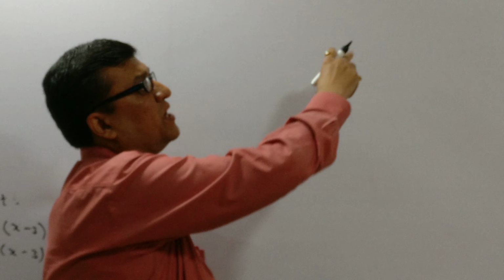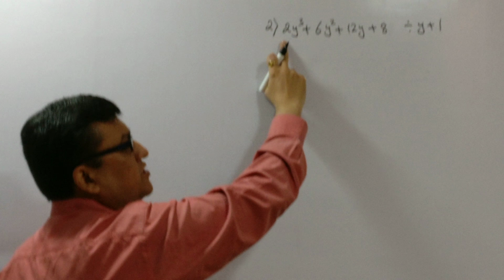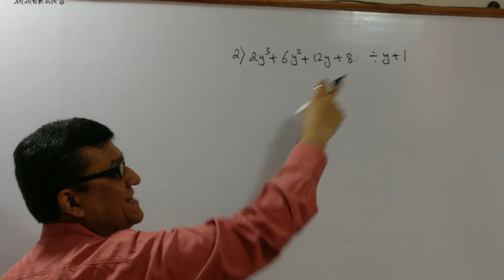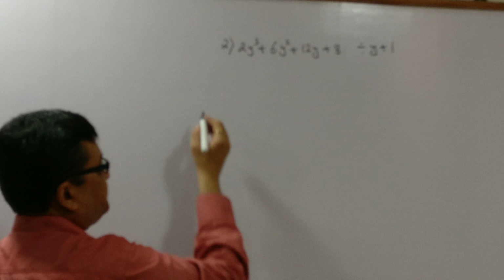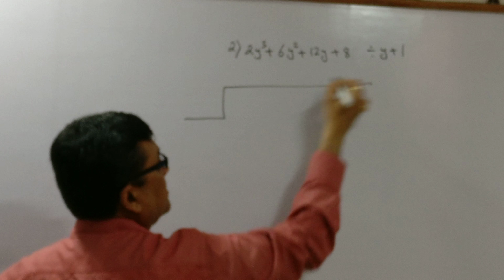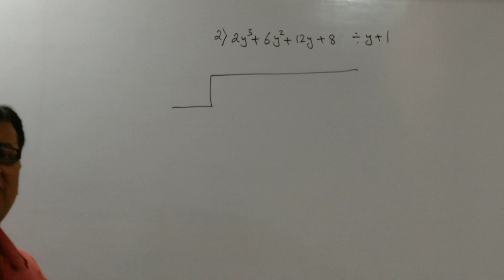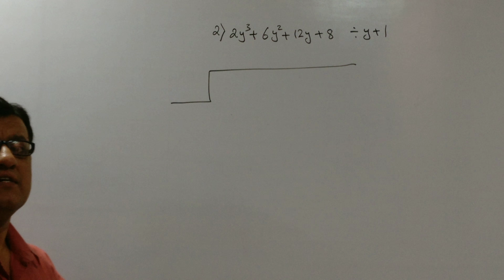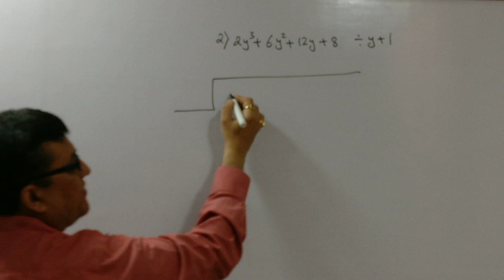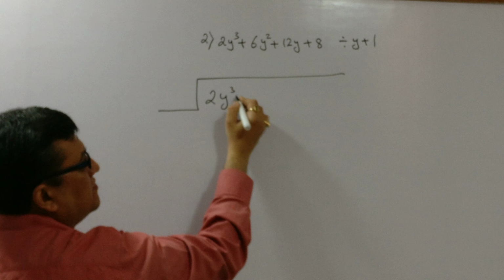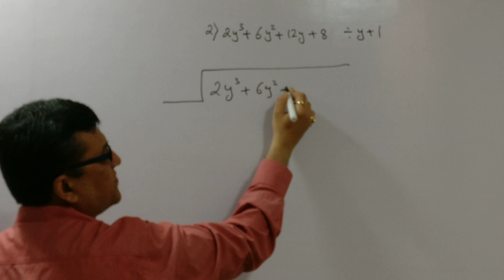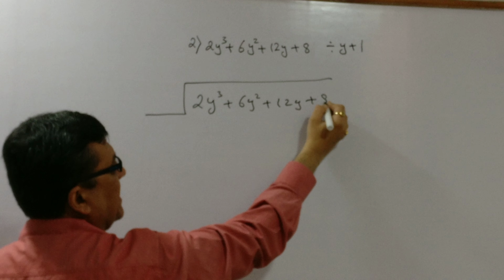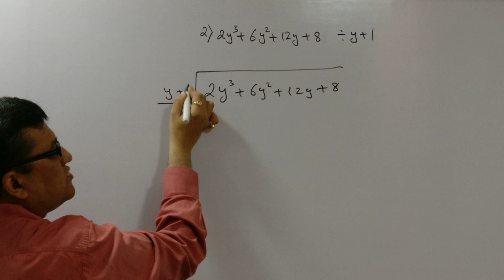We see one more example of division of polynomials by a binomial. So here the dividend is 2y cube plus 6y square plus 12y plus 8 getting divided by y plus 1. As you must have seen and observed in the first slide, how division of polynomial takes place, we shall once again go with this particular sum. So I'll write down this as 2y cube plus 6y square plus 12y plus 8, divided by y plus 1.